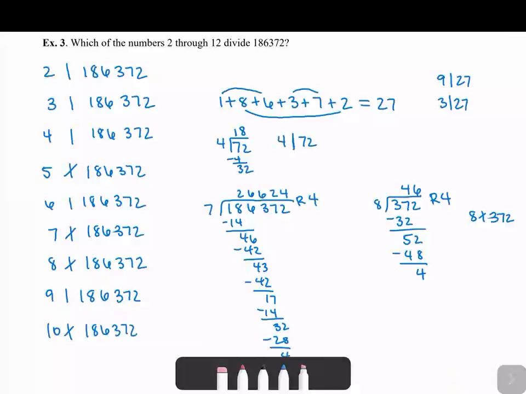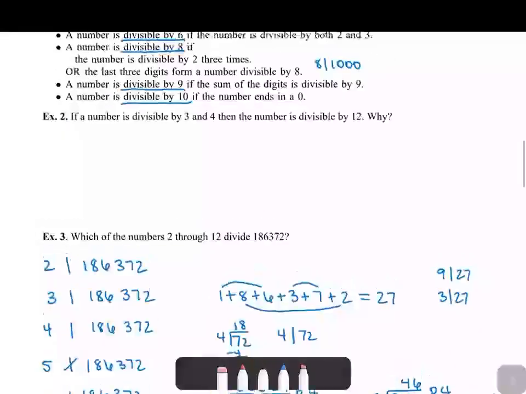So 10 does not divide this. Okay, so those are our basic divisibility tests. Those should be the ones in the book. The book actually, I don't think covers all of these. So it has 2, 5, 10, 4, 8. Oh, it does. 3, 9, 6. Yeah, okay. So it also just covers these up to 10.